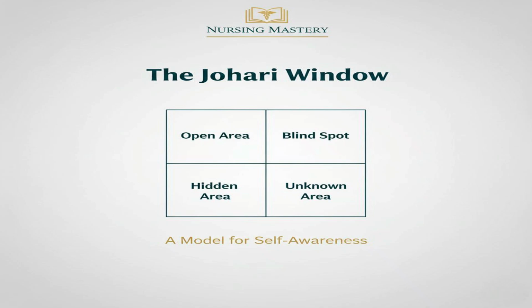Now, before we go further, we need a tool to understand ourselves better. Enter the Johari window. Imagine your self-awareness is a house with 4 rooms. The open area. This is what you and everyone else knows about you. For example, your colleagues know you are great at starting IVs. The blind spot. This is what others see in you, but you don't. Maybe you have a habit of tapping your pen when you're stressed, and it distracts others, but you don't realize it. This is why constructive feedback is so valuable. The hidden area. This is what you know but choose to keep private, like your insecurities about a certain procedure.